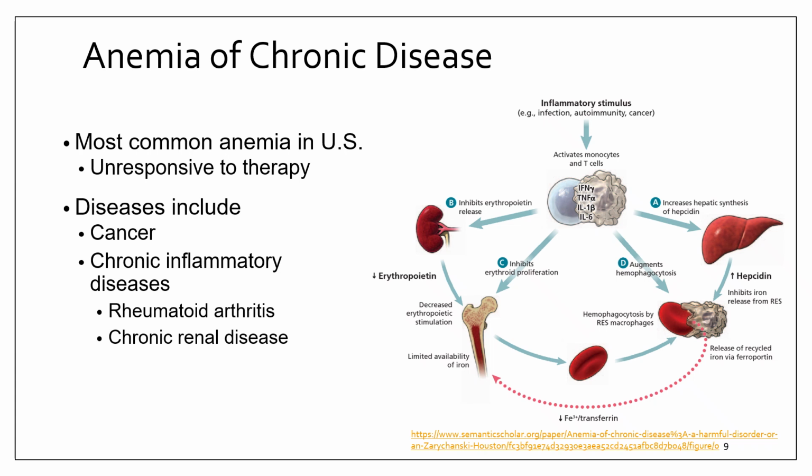From the marrow's perspective, iron is low, erythropoietin response is blunted, and red blood cell precursor proliferation decreases, even though total body iron may be normal or high. This is why iron therapy usually does not help. The problem is regulation, not supply.